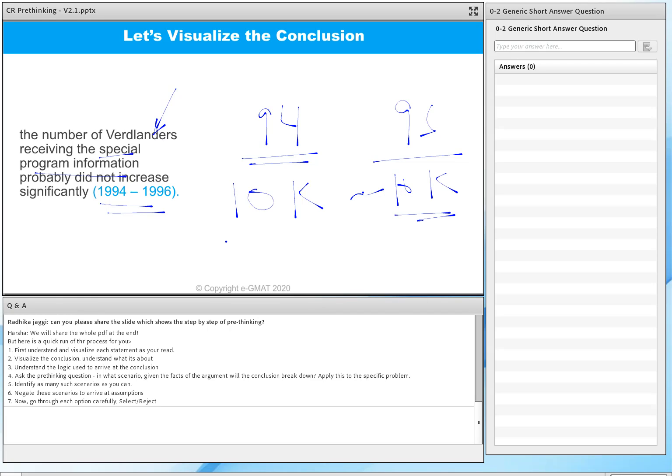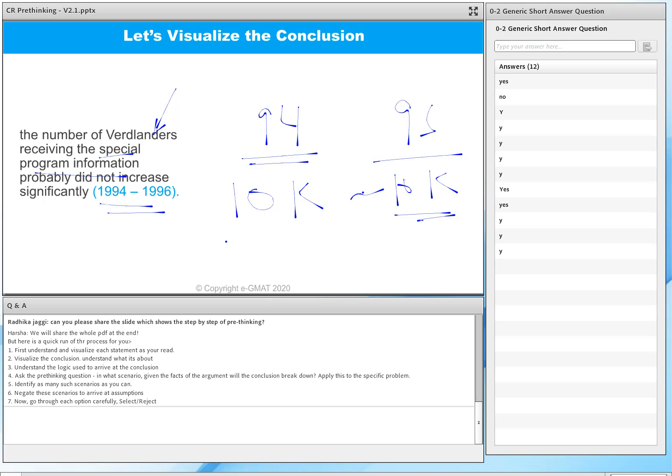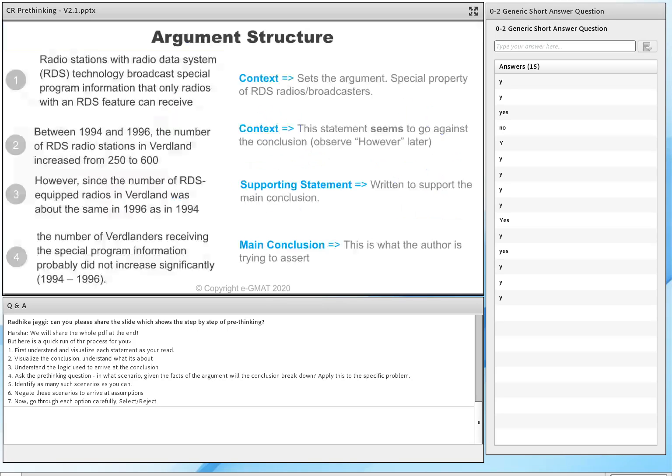And an understanding of this is it only talks about V's. It doesn't talk about people who are not V's. It doesn't talk about information other than special program information. When you read this conclusion, did you extract so much out of it? Did you visualize this? Okay, good. That's very, very good. If you did this, as I go into answer choices analysis, I will ask you a couple of questions based on that. I'm going to go through an accelerated process in just this aspect of it.